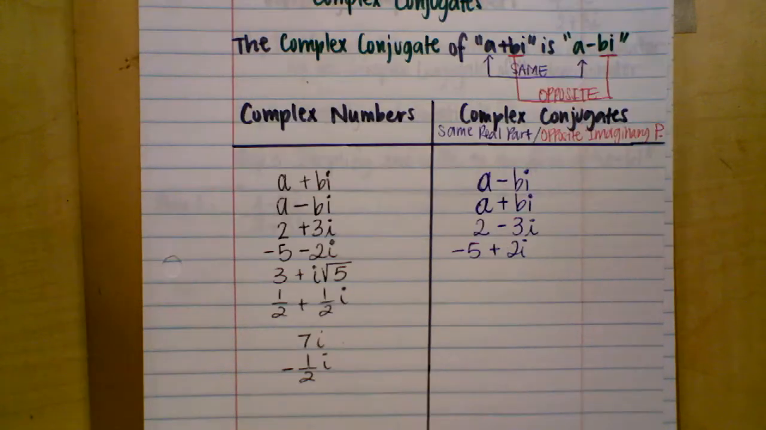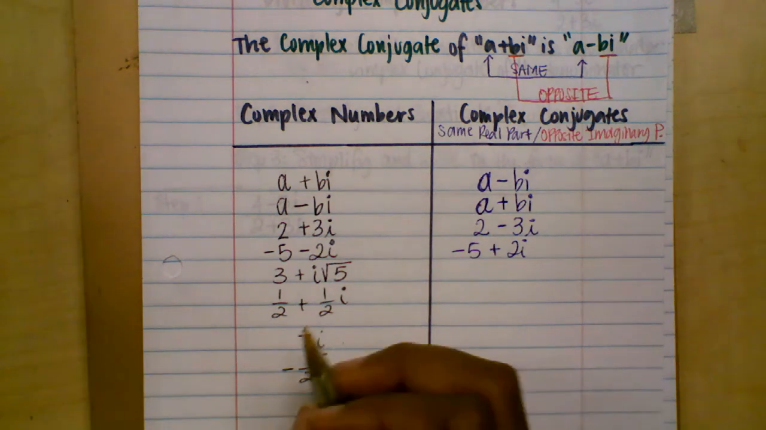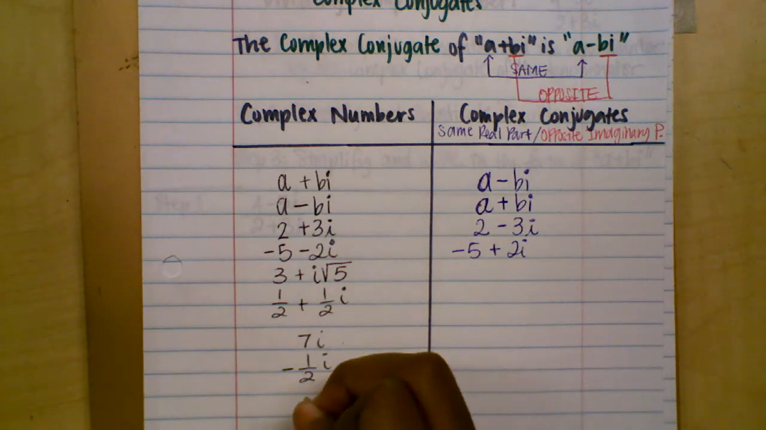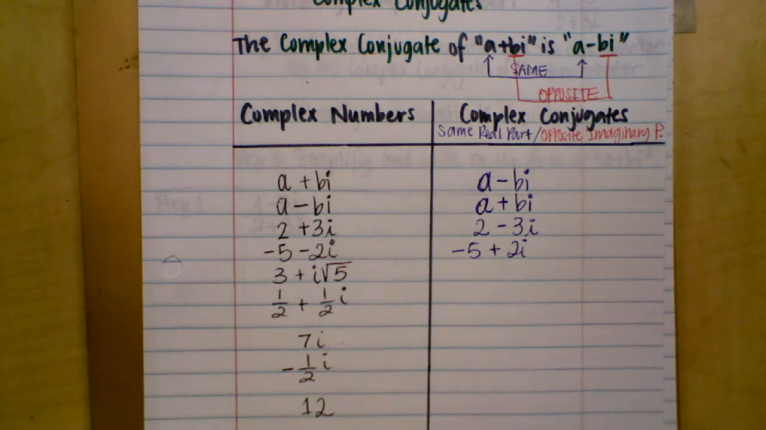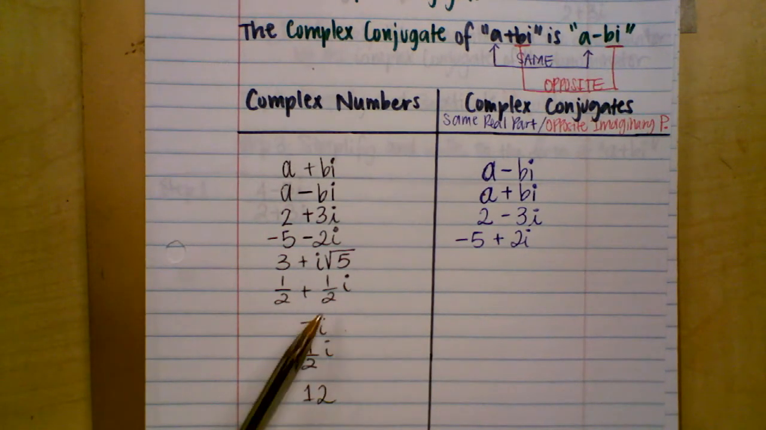Now I'm asking you to find the complex conjugate of 3 plus square root of 5 i, 1 half plus 1 half i, 7i, and negative 1 half i. And let me give you one more, what about 12? Go ahead and find the corresponding complex conjugates. Pause the video and do it by yourself.